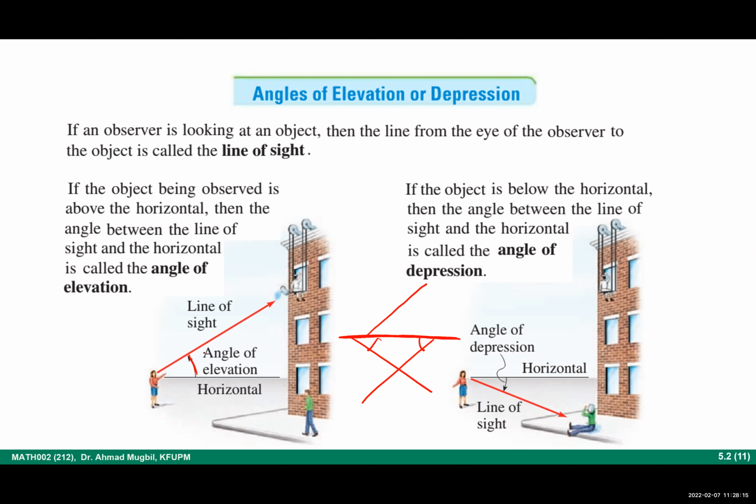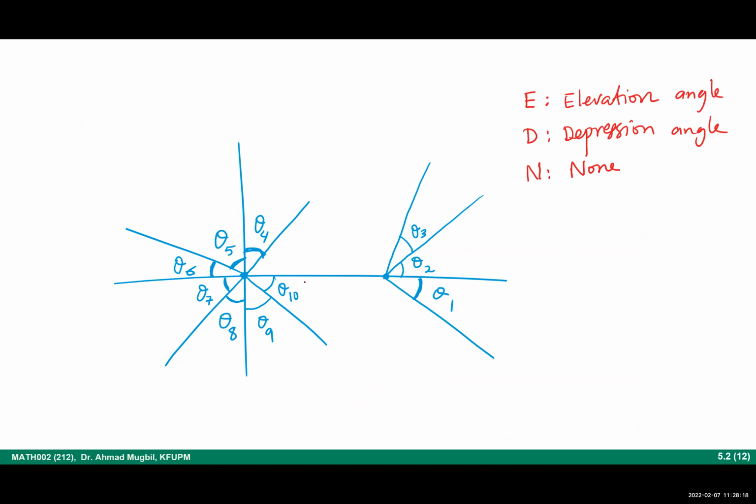Let's make sure about that here. Now here we have 10 angles. I want you, guys, to tell me which one of them is elevation, which one of them is depression, and which one of them is none. Okay? Let's start with you, please, Hussam. Theta 1, angle of depression or elevation or none? Angle of depression. Do you agree with him? Yes. Check. We have a horizontal line, the line of sight. This is the line of sight. This is the horizon. It is below. So it is angle of depression. You are right. Thank you.